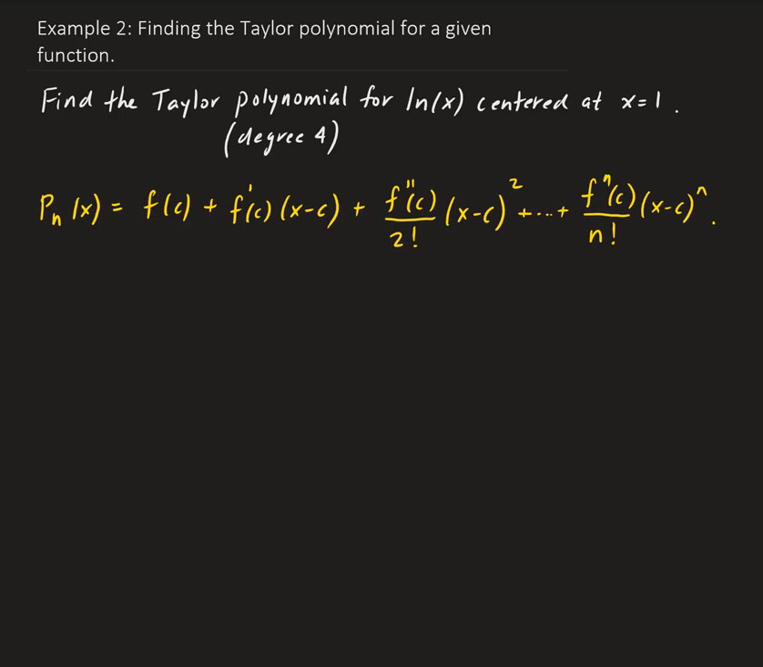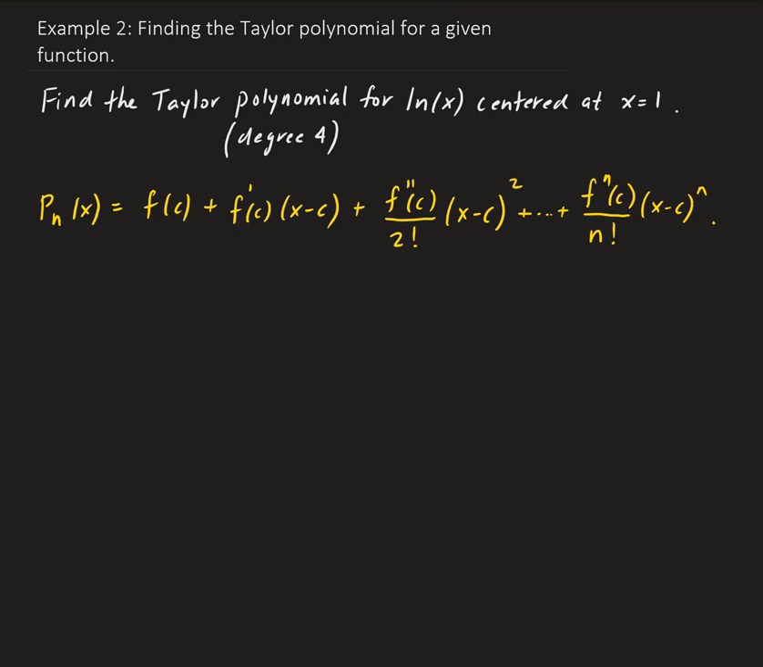In this example, we want to find the fourth degree Taylor polynomial for natural log x centered at x equals 1. So the equation you see in yellow is the Taylor polynomial that we derived a couple videos back. We're going to apply that here now. So we need to take successive derivatives.